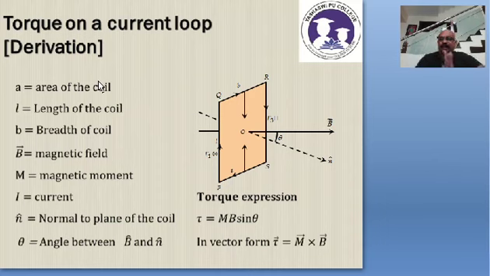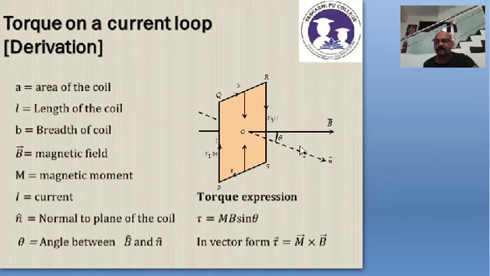Now coming to another important derivation here: torque on a current loop kept in a magnetic field. Here we have the current loop. Notice that PQRS is a current loop, and it is carrying the current I. The current carrying loop is kept in a magnetic field B.